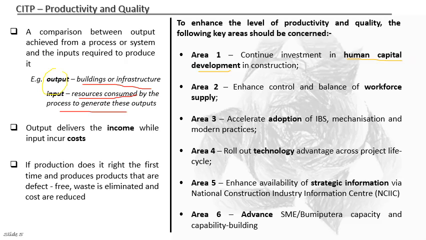Area number 4, we are talking about rolling out technology advantage across the project life cycle. In this area, we are talking about how we can improve the way we manage our project from start to finish. One of the examples is by using BIM, building information modeling. That's one of the ways we can improve the way we manage our project from start to finish. It's more on software, no more paperwork, paperless technologies. When we use BIM, everything is on a single software, from the way we design, monitor the project, and complete the project. Even when we want to maintain the project, we are using that software.